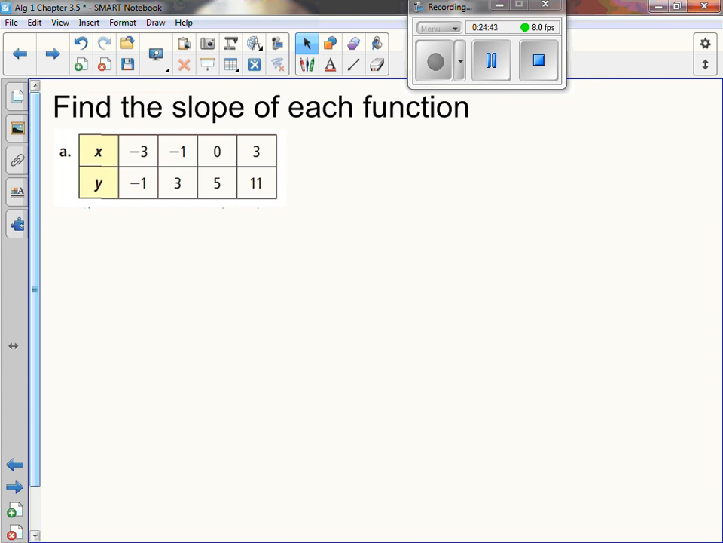Any questions on this here? How do we feel about these here? Good? Do we need to see another example of finding slope from a table? Do we feel good with this here? Okay.